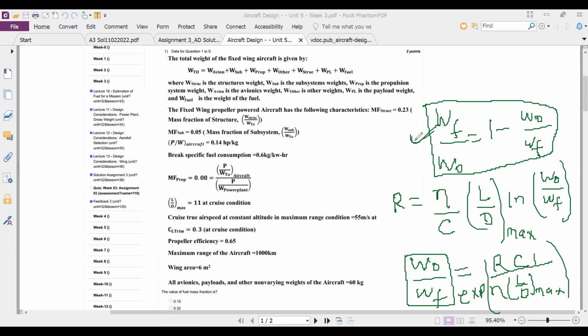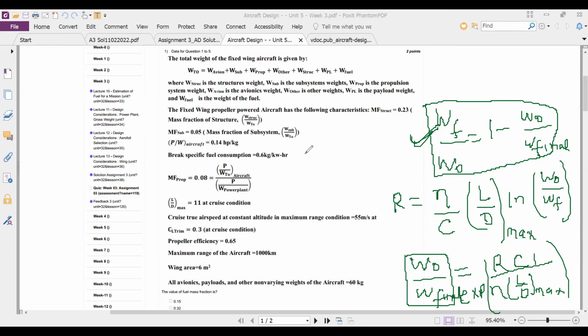This formula. Sir, I can explain it. Sir, W naught is the takeoff weight, WF is the final weight. During our flight, only fuel is consumed. And as our range is 1000 kilometer, if we travel 1000 kilometer, our fuel will be totally consumed. So the total consumed weight can also be given as total weight minus this consumed weight.